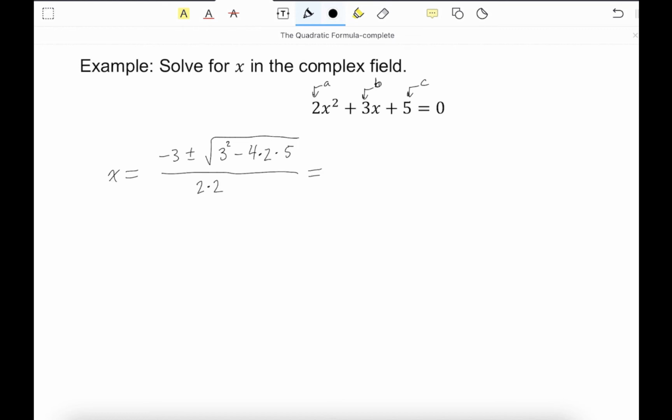Okay, let's simplify this. Negative 3 plus or minus, we have 9 minus 40. 4 times 2 times 5, yeah, that's 40. 2 times 2 is 4. So we have negative 3 plus or minus the square root of 9 minus 40. Let's double check. Negative 31, all over 4.